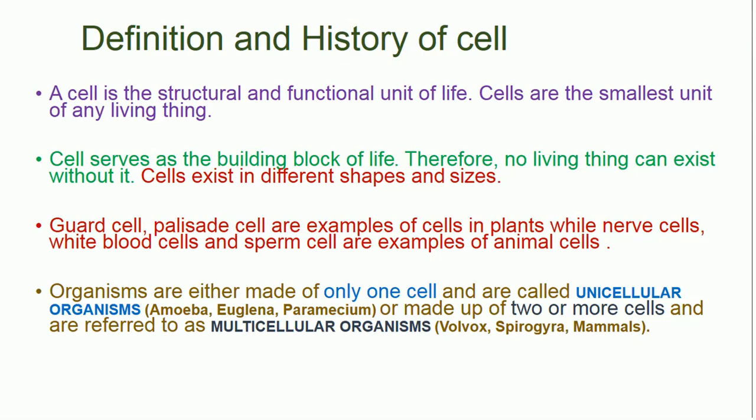The guard cell and palisade cell are examples of cells in plants, while the nerve cell, the white blood cell, and the sperm cell are examples of animal cells. Organisms are either made up of only one cell, and they are called unicellular organisms. Examples are amoeba, euglena, and paramecium. Or they can be made up of two or more cells, and such organisms are referred to as multicellular organisms, such as volvox, Spirogyra, mammals.